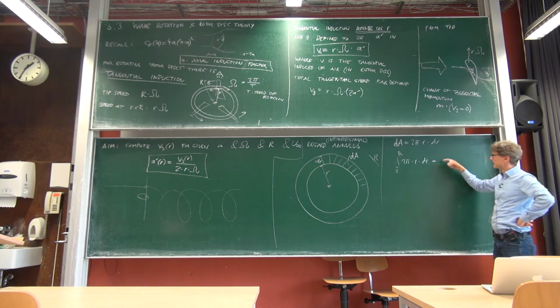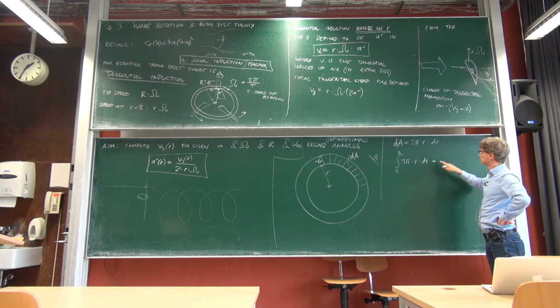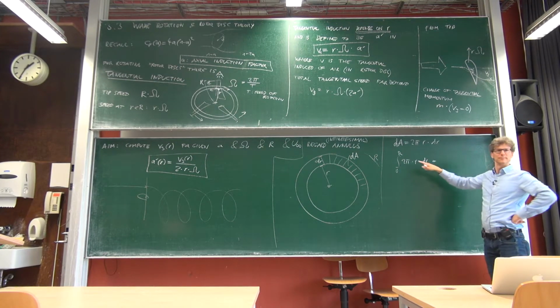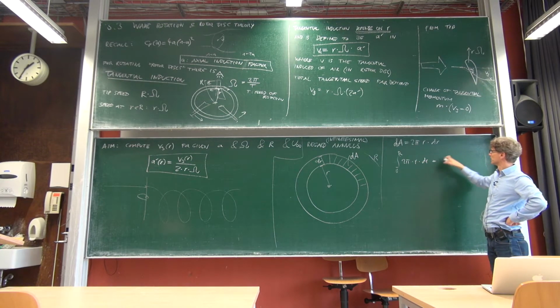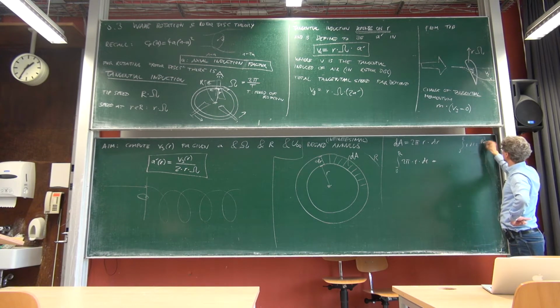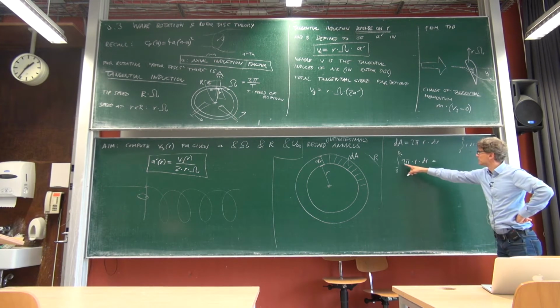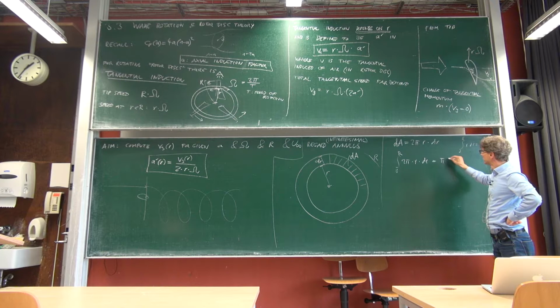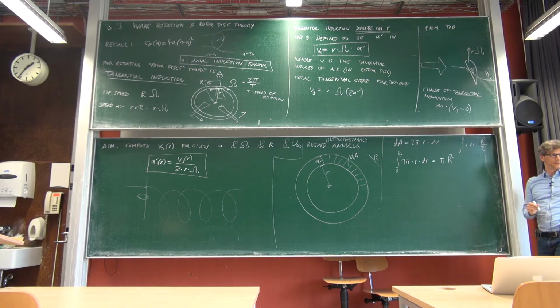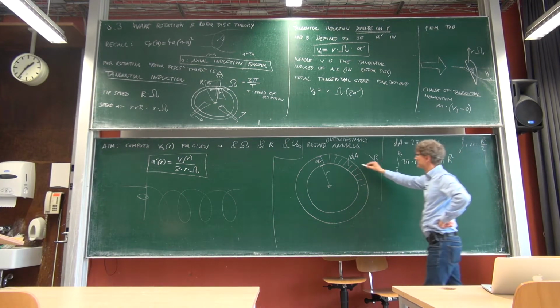Let's just do this for an exercise because it's fun. I will integrate that. Yeah, the integral from 0 to R of r dr is of course r squared by 2, and then the 2 cancels and I get pi times big R squared. And that's the area of our disk, of course. Just to bring you into the picture.